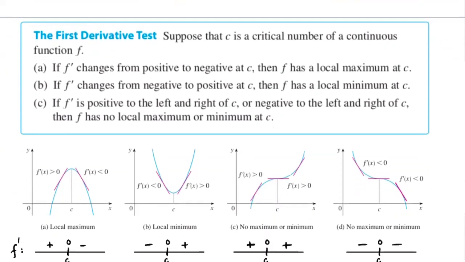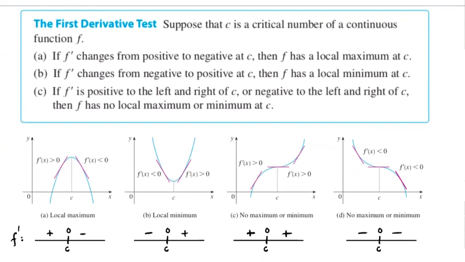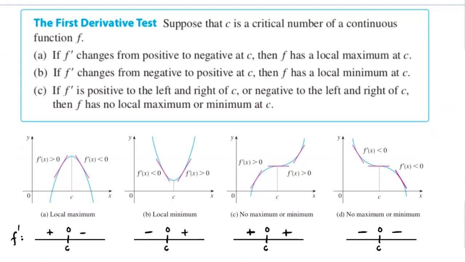I'm going to scroll down. I was pessimistic. I left myself a lot of room. But what we were just talking about is the second result from this first part of the 4.3 section. It's called the first derivative test. Okay, so what does the first derivative test say?